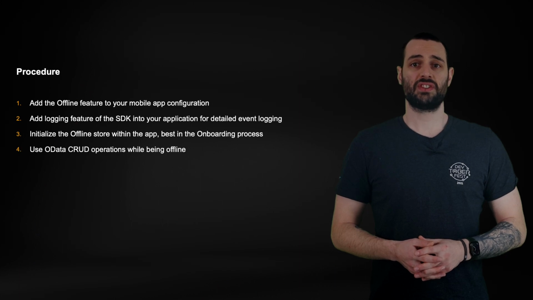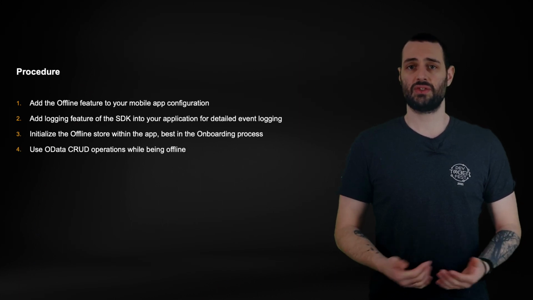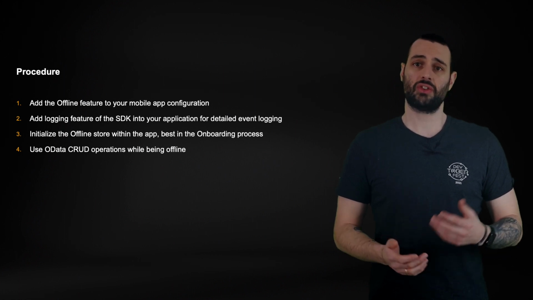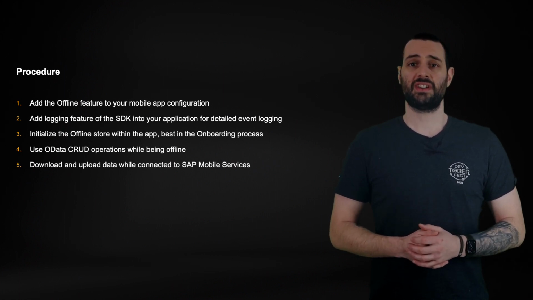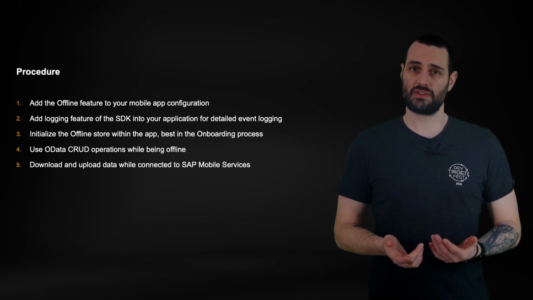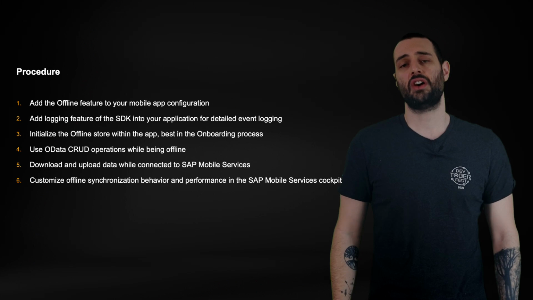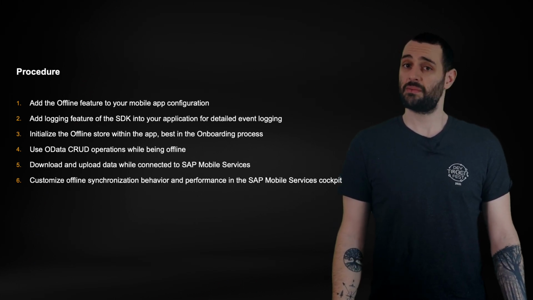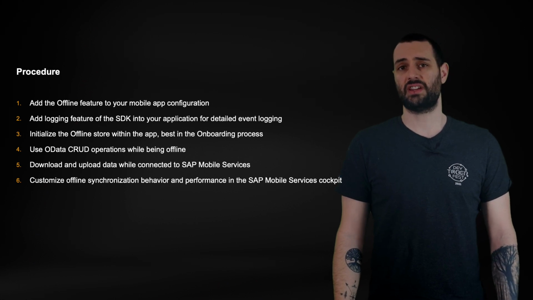Now that the offline store is initialized, you can implement CRUD operations using the generated OData access layer or by implementing your own access layer. You can now download and upload data while being connected to SAP Mobile Services. And lastly, you can customize offline synchronization behavior and performance in the SAP Mobile Services cockpit if you need that.